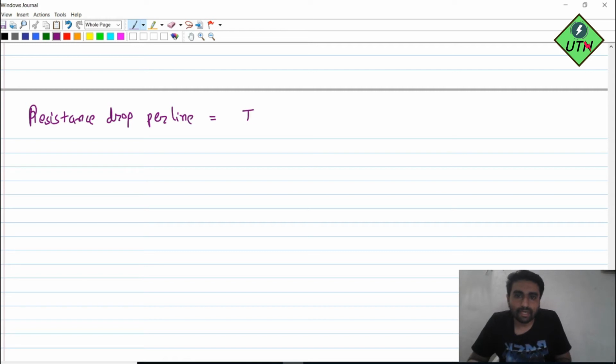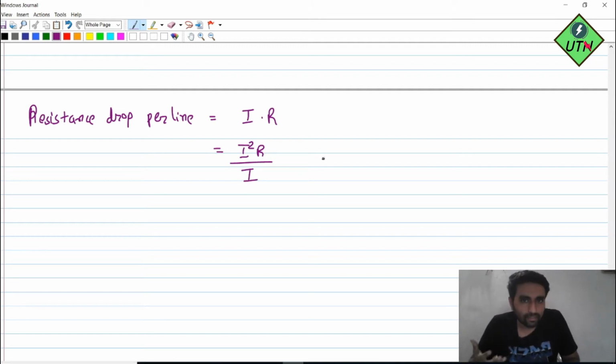And that is basically I into R, right? Here we can multiply I and divide by I, so we can say that it is I square R divided by I. Similarly, we have multiplied I and divided by I. So this I square R is basically W, and in the denominator we have I.